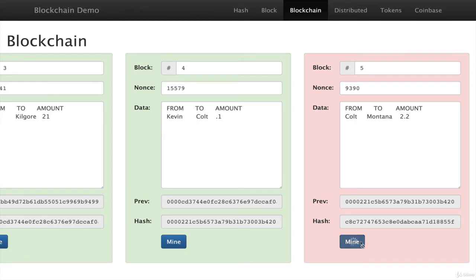Let's just try one more. See how long it takes. All right, this one's taking a little longer. There we go. Picks a nonce. It tried a bunch of them. This is the one it settled on, and we started with, here we go, 4 zeros. Okay, so hopefully now that makes sense.